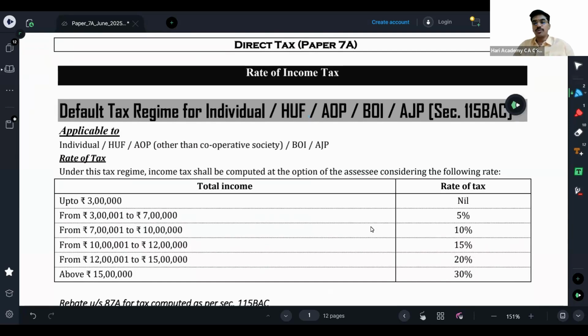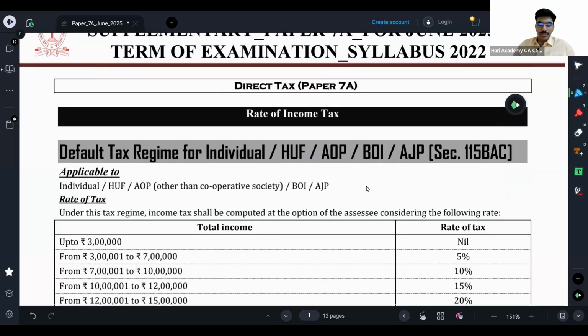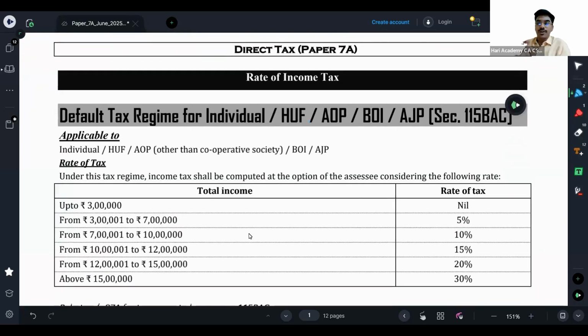So the first is going to be the rate of income. As you all know, there are two rates for taxation. One is the old tax regime and the other is the new tax regime, or the default tax regime. Everybody who is going to pay tax is automatically in the default tax regime. If you want to opt for the old tax regime, you have to specifically file a form and opt in for paying tax under the old tax regime.